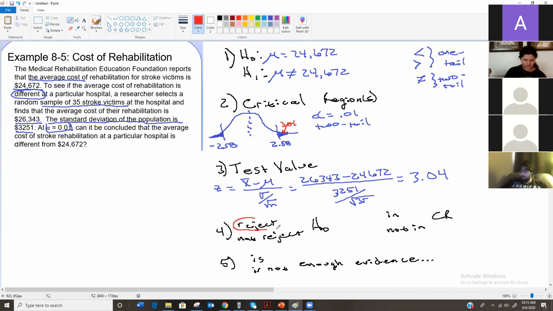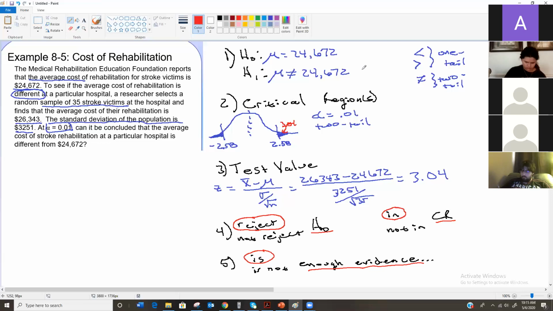If we're in the critical region, we're going to reject. So we're going to reject the null hypothesis because we're in the critical region. And so there is or is not enough evidence to support the claim? There is. There is enough evidence.